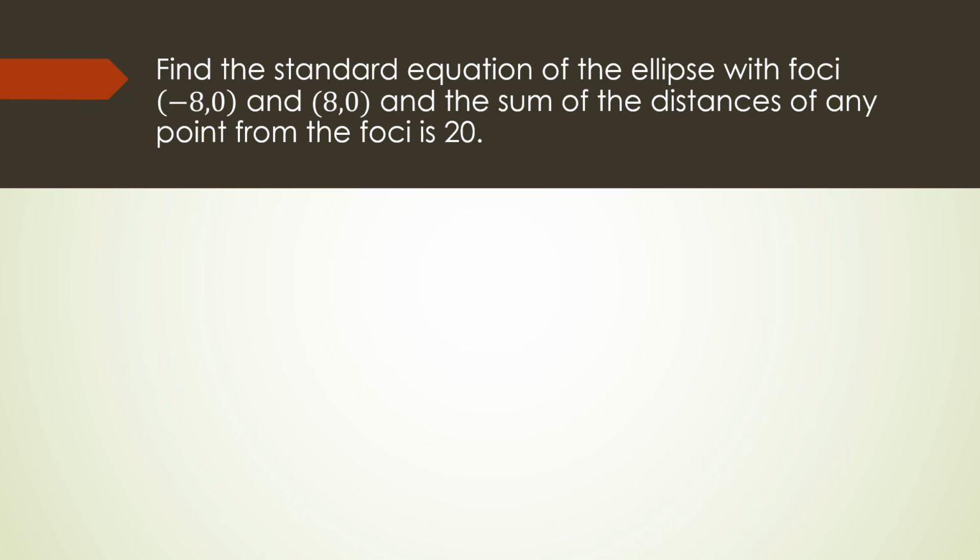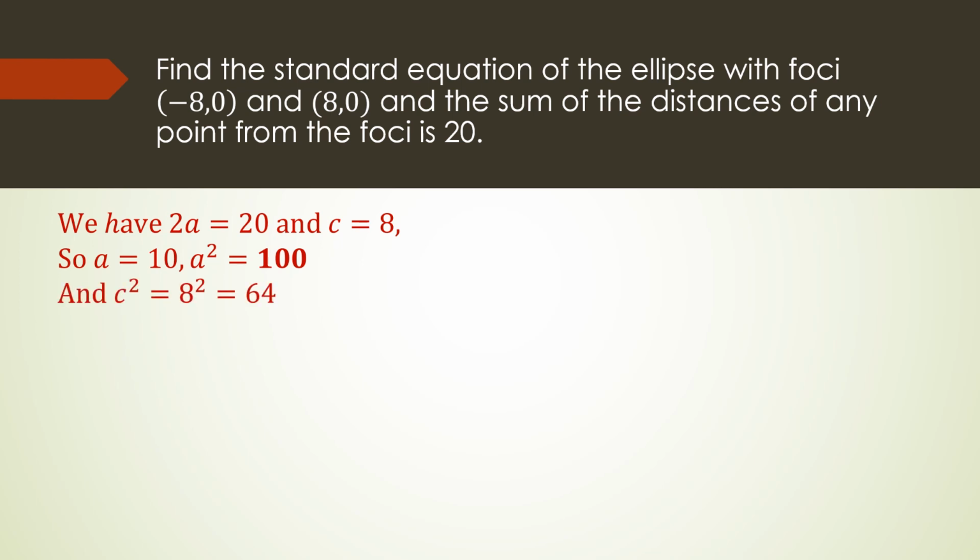Since the sum of its distances from two fixed points on the same plane is equal to the length of the major axis, which is 2a, 2a is 20. Given the foci, its midpoint is the center, which is the origin, and each focus is 8 units from the center. That means c is equal to 8. Since 2a is equal to 20, therefore a is equal to 10, and a squared is equal to 100. Since c is equal to 8, therefore c squared is equal to 64.